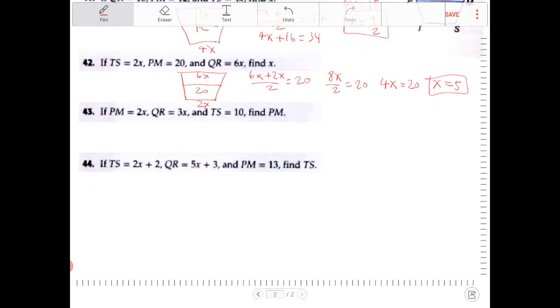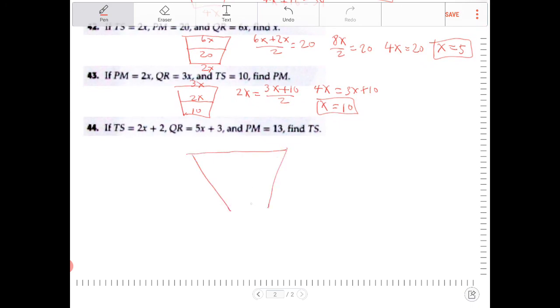Okay. PM is the middle segment, so that's 2x. QR is the upper segment, top base. TS is equal to 10. So I say 2x is equal to 3x plus 10 all over 2. Multiply both sides by 2. I get 4x is equal to 3x plus 10. Subtract both sides by 3x. X is equal to 10.